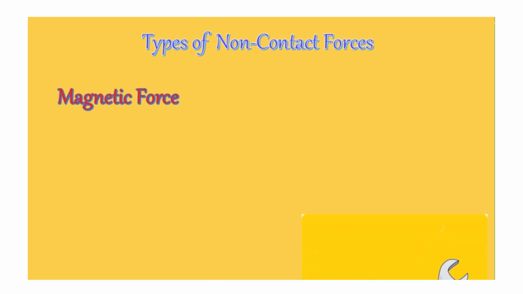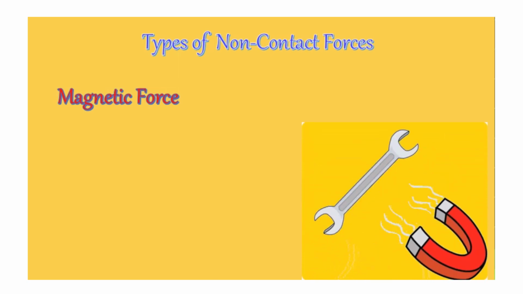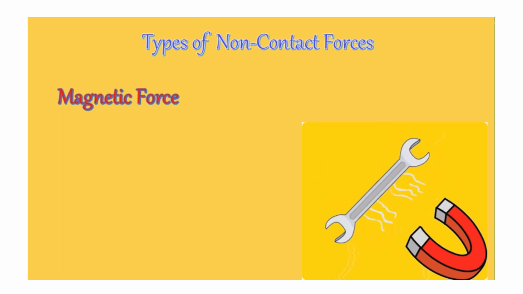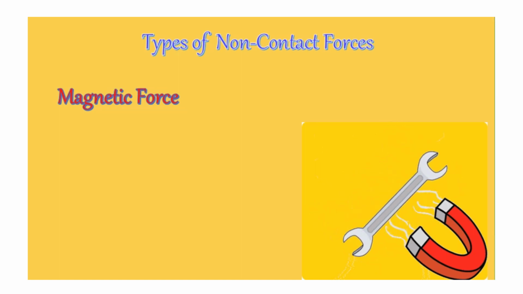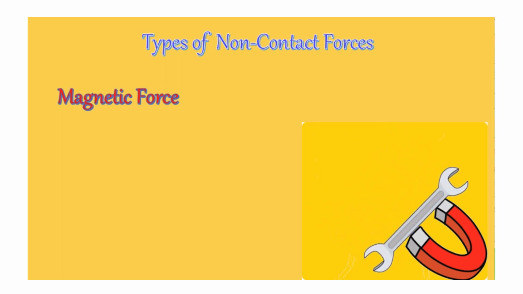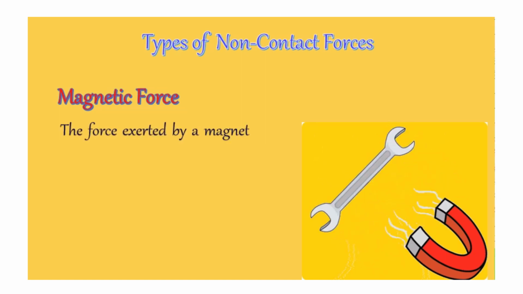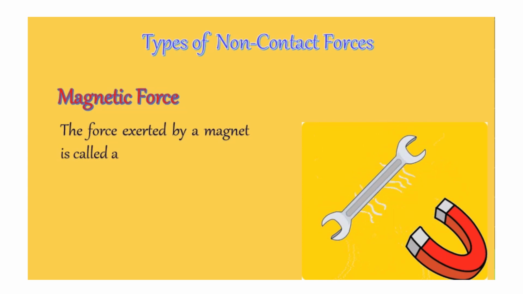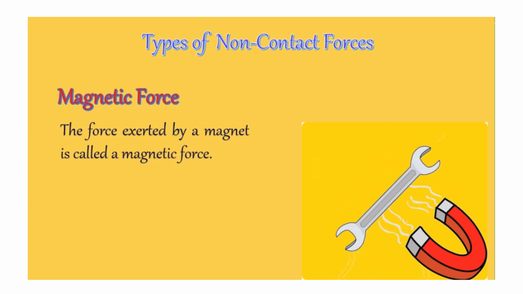Types of non-contact forces. Magnetic force. Take an iron object and bring a magnet near it. What do you observe? The object gets stuck to the magnet. The force exerted by a magnet is called a magnetic force.